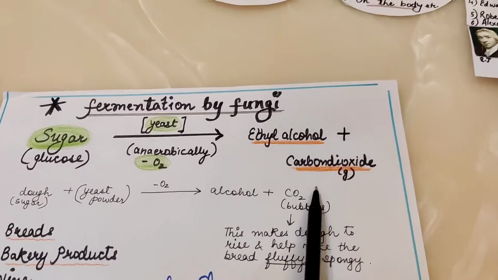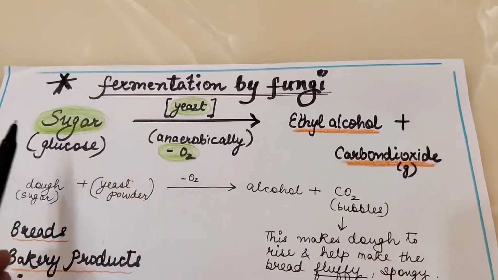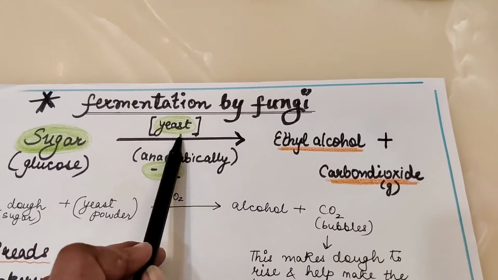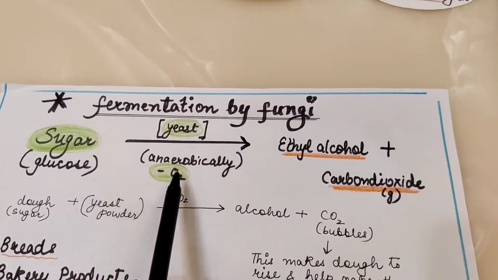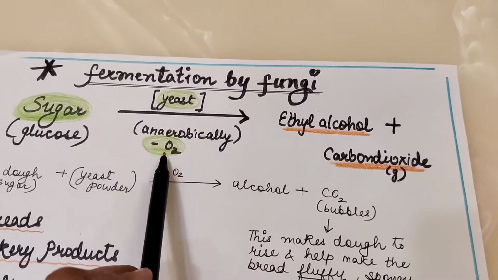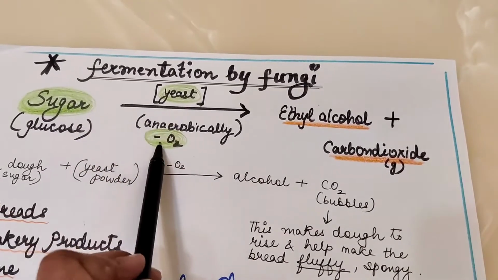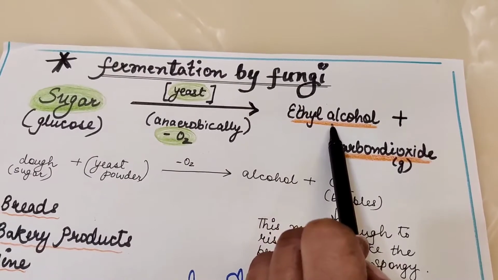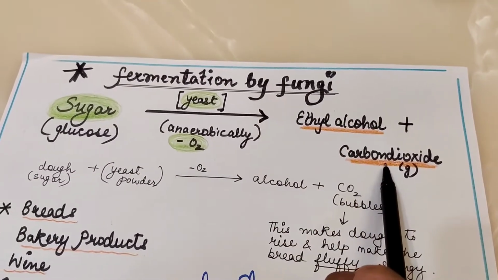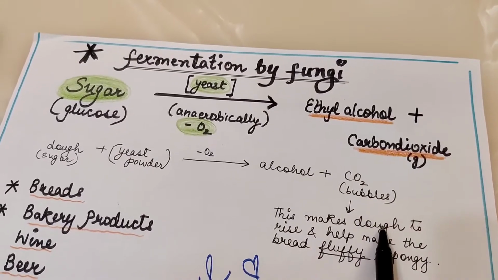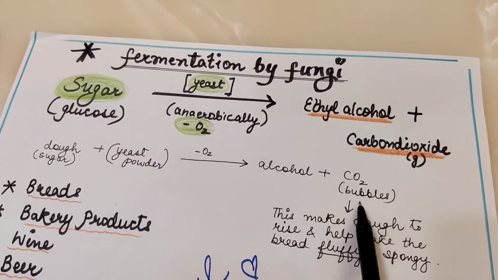So that is a very important thing. You have to understand this equation. Sugar eaten up by the yeast anaerobically. Don't forget to mention this, anaerobically, without oxygen. What is the result? Alcohol is produced here and CO2 gas is produced here. Now these bubbles will make your dough rise up.